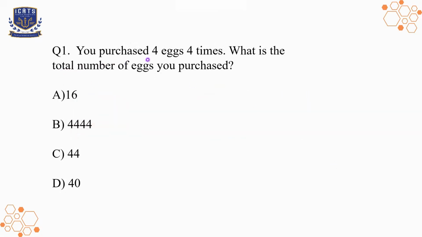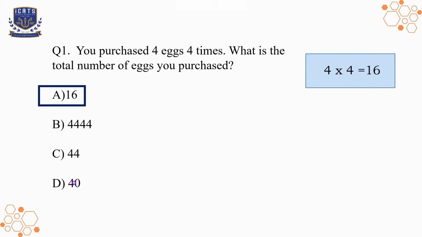Question number 1, you purchased 4 eggs 4 times. What is the total number of eggs you purchased? Option A is 16, option B is 4,444, option C is 44 and option D is 40. So it's a simple question of multiplication. If we have bought 4 eggs 4 times, we will simply multiply 4 by 4, that is equal to 16. So the total number of eggs will be 16, that is our option A.